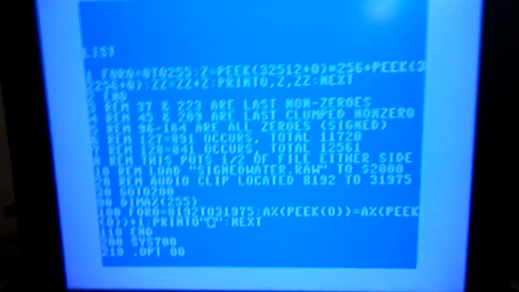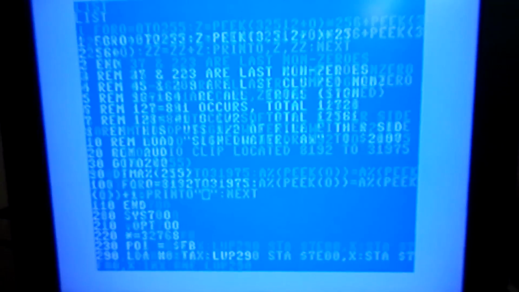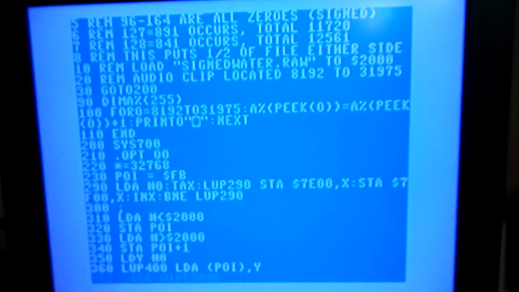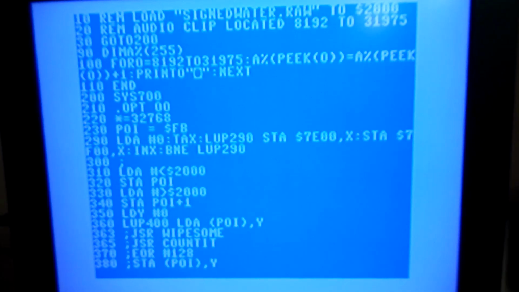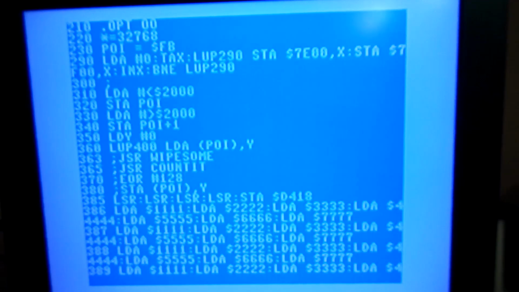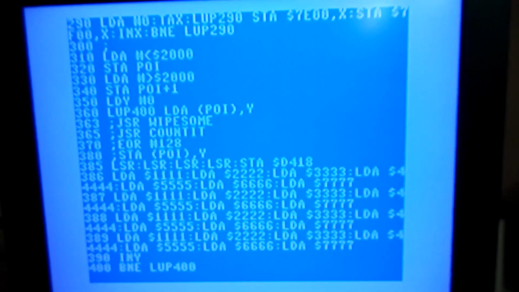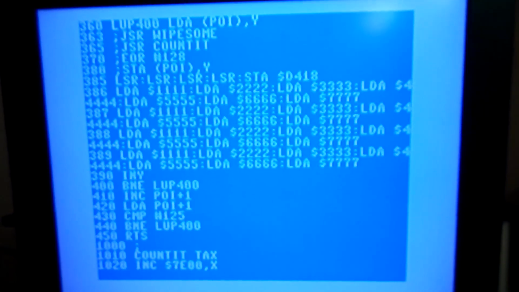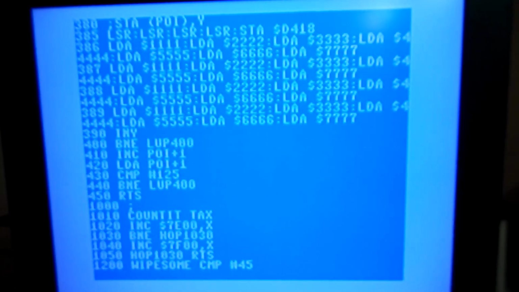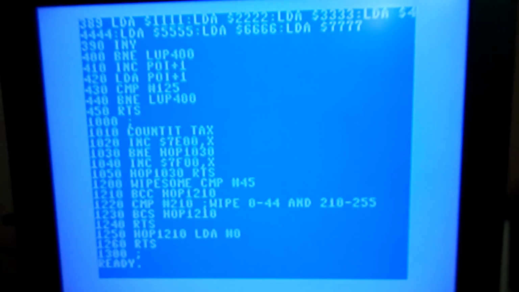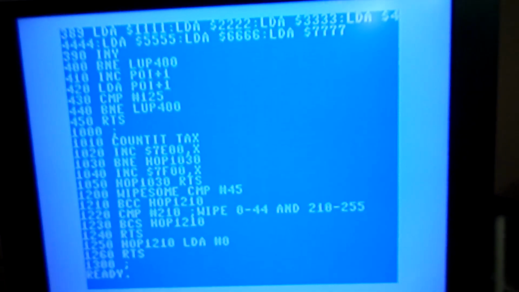So what I did is, well, this is just my monkeying around program. I used it to switch over signed to unsigned. I counted the occurrences of each value. I also looked for the top and the bottom that were occupied with some sort of non-zero value, and then the top and the bottom of the clumped range.